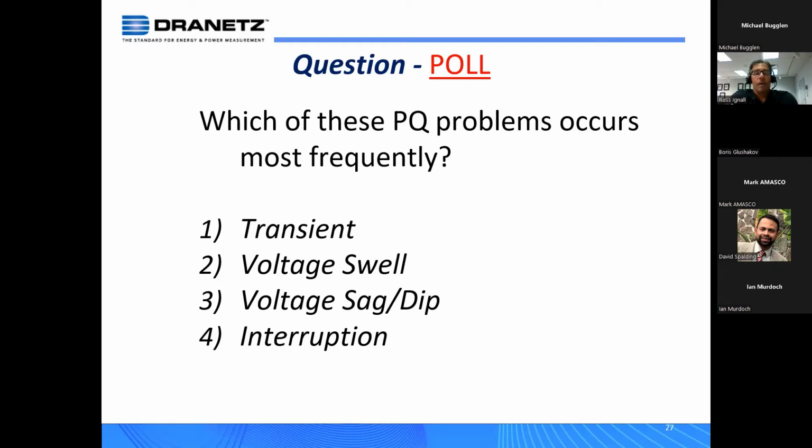And you can see here, people thought, and correctly so, that sags and dips, an undervoltage, a temporary reduction in voltage, statistically occurs about 2/3 of the time, much more frequently than the transients, the swells, or the interruptions. So what we're looking at most frequently is basically voltage sags or dips.